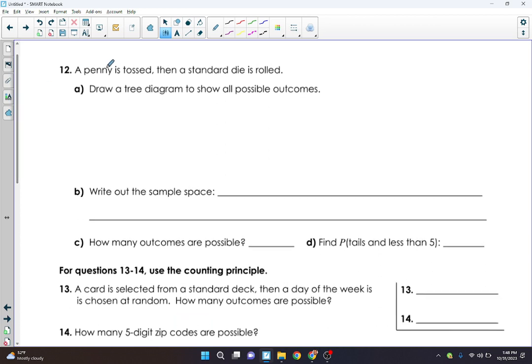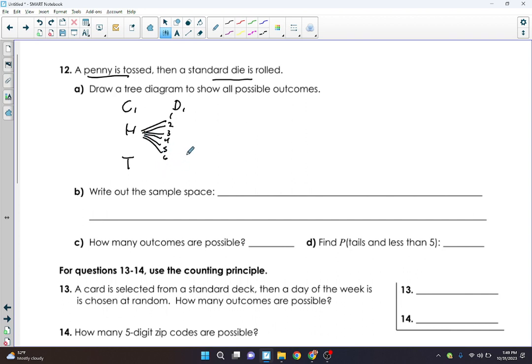All right. A penny is tossed and a standard die is rolled. Draw a tree diagram. So for a tree diagram of this, you have to think of your first event. Since a penny is thrown, we're going to call that coin 1. And then a die is rolled, so we'll call this die 1. All right? So if a coin is thrown, what options are there? Heads and tails. When a die is thrown, from heads, what could happen? I could get a 1, 2, 3, 4, 5, 6. So I could have heads 1, heads 2, heads 3, heads 4, heads 5, heads 6.